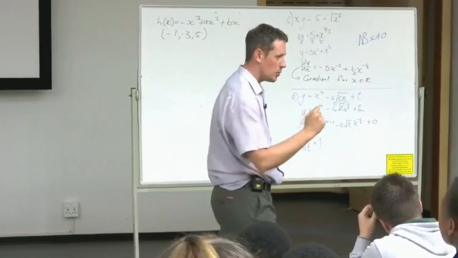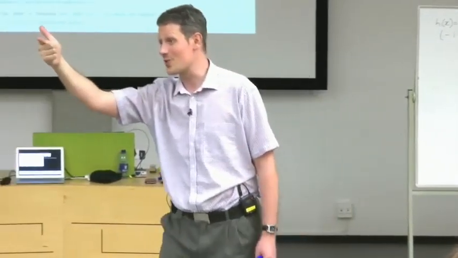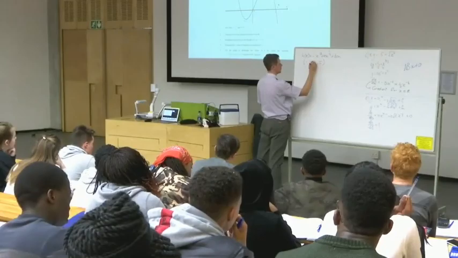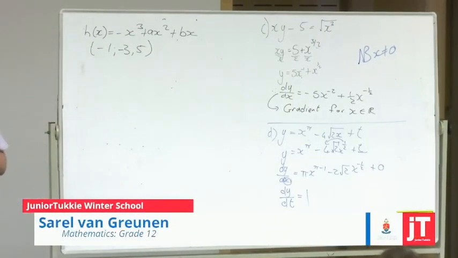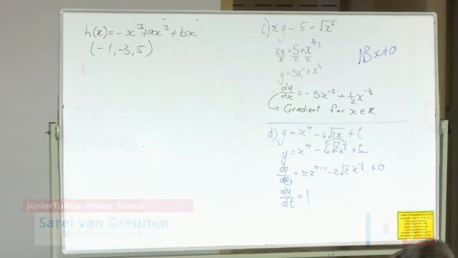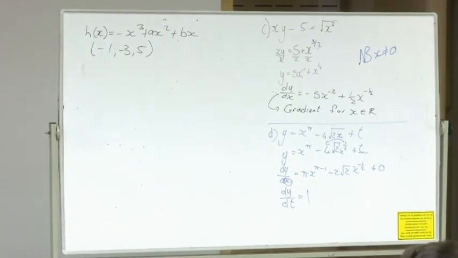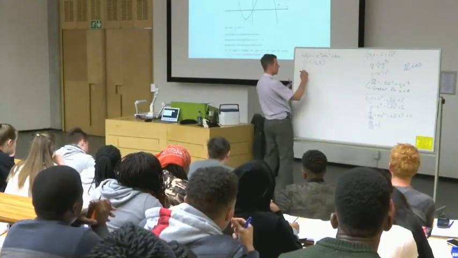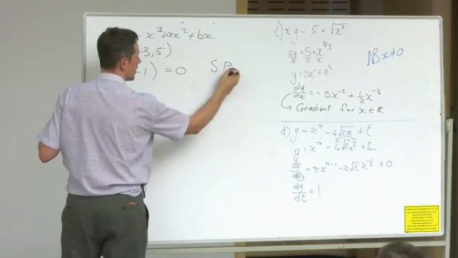Why can I do that? Because I not only know that it lies on h of x, I also know it is a turning point. I know two things. So I'm going to solve this by looking only at this coordinate. Okay? So first of all, I'm thinking, I need a and b. So my first train of thought is go towards x-intercepts. But I don't have x-intercepts. So my second train of thought is go to derivatives. I know that h prime of negative 1 is equal to 0 because it is a stationary point.